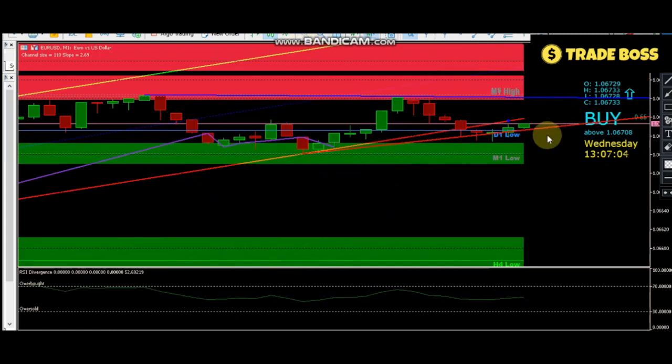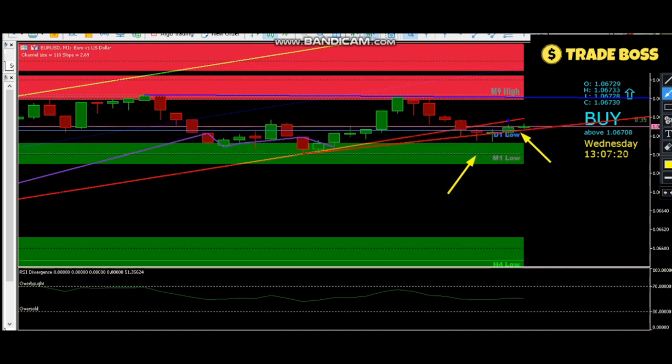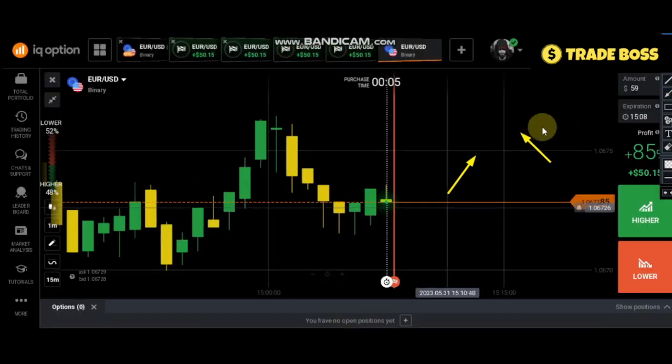Here is a new signal from buyers for 5 minutes. The red line of the channel has come below the candles, and the bottom is the buyer's area. The trend is also up.